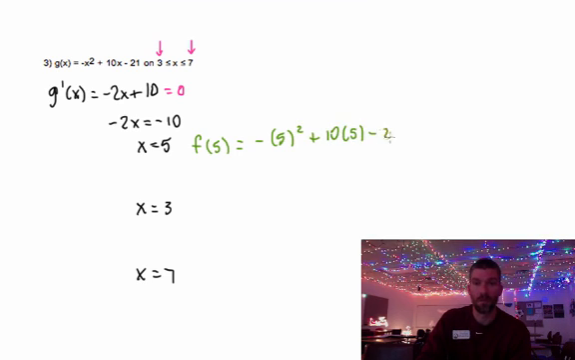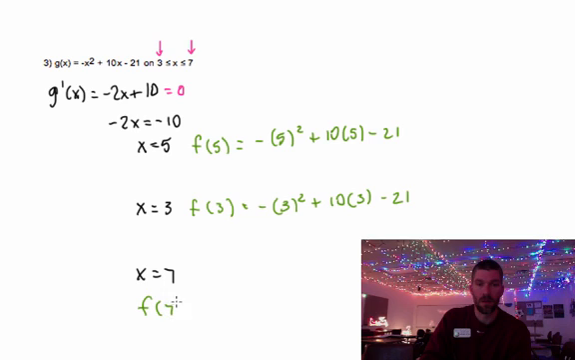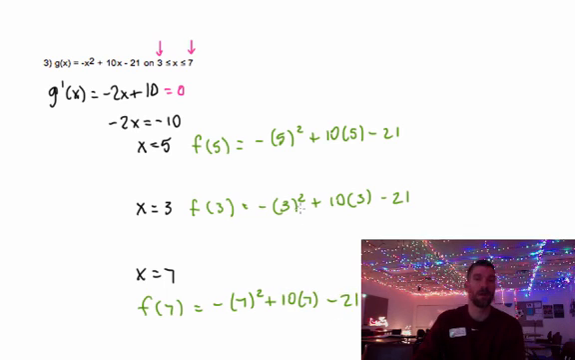minus 21. I also need to check f of 3, which is going to be 3 squared plus 10 times 3 minus 21. And then I need to also check f of 7. F of 7 is going to be negative 7 squared plus 10 times 7 minus 21. So now it's just a matter of working these out mathematically. And once we know what the y-coordinate is here, we'll know if we have maxes or mins. So let's start on top.